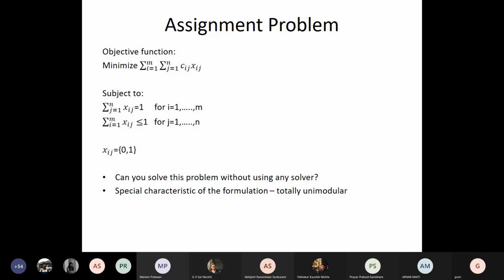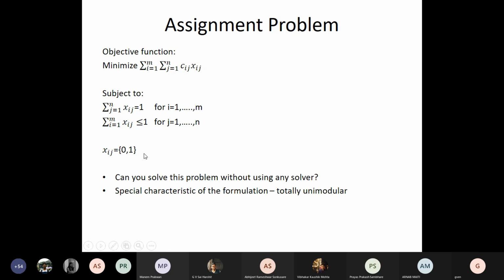I'll not go into those mathematical details. If you look at this matrix, this constraint matrix has some special structure, which is called totally unimodular. For totally unimodular matrices, even the linear program will always yield integer solutions. So even if you solve it as an LP by relaxing these Xij variables, you will get the Xij values as either 0 or 1. This happens because of the totally unimodular property of the matrix. Those who are interested, if you are mathematically inclined, you can read about it and understand.